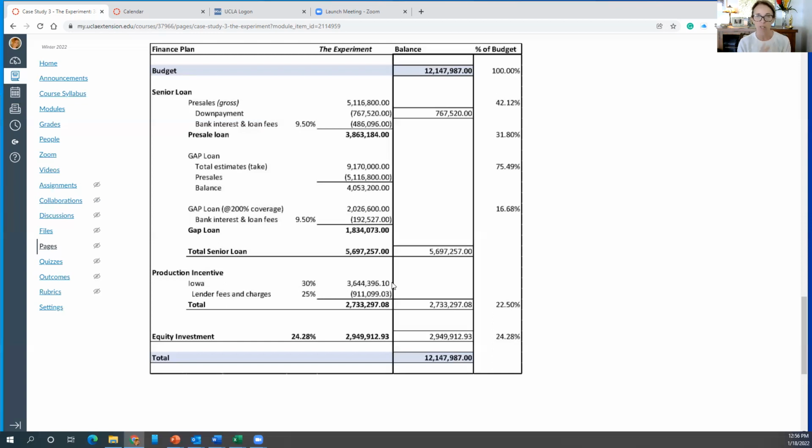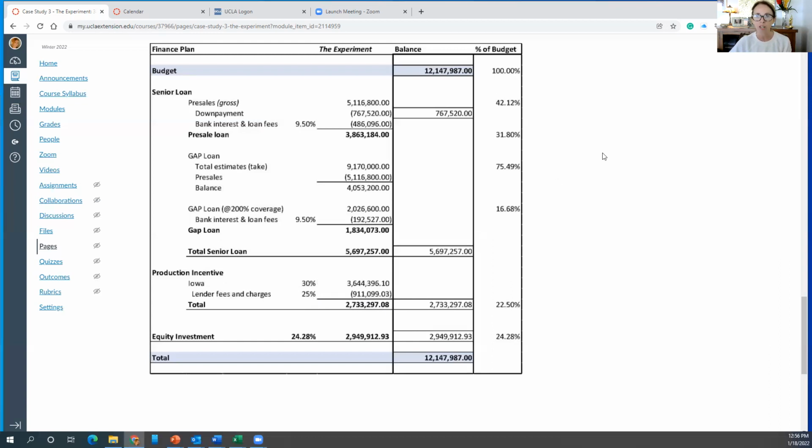We put together an assumption by an accountant that is approved by the lender for the tax credit amount, and that lender will then cash flow the expected projected tax credit amount, production incentive amount, and will charge us a fee up front for the loan and for this advance and all the work they do when they then contact the Iowa state authorities to get their money back after we have shot the film in Iowa. So they're charging me a lender fee of 25% of the Iowa incentive amount, which is $911,099.03. So I am left with $2,733,297.08 for my production incentive.